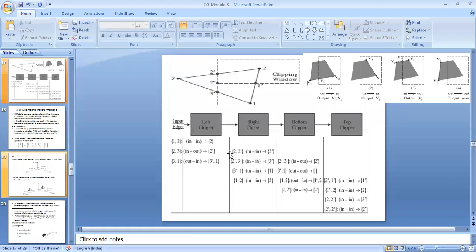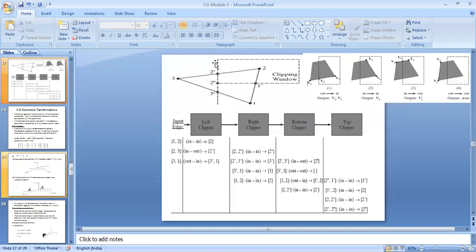In the form of edges. How do I form the edges? 2 2 dash is one edge. 2 dash 3 dash is another edge. Next, 3 dash 1 is another edge. And in cyclic form, 1 2 is another edge. If you have 4 vertices, you will get 4 edges. So 2 2 dash, 2 dash 3 dash, 3 dash 1, and coming in cyclic form, 1 and 2 is another edge.